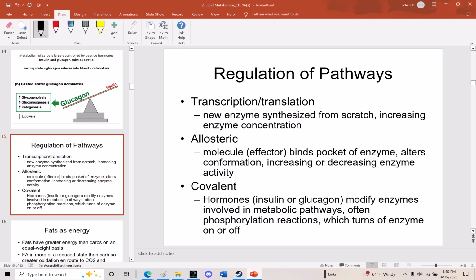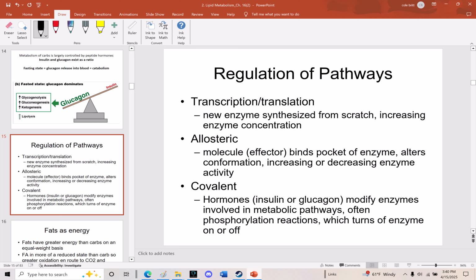And we already know allosteric versus covalent regulation. Allosteric is where a molecule binds to the enzyme, alters its conformation, which is the shape of that enzyme, which is going to increase or decrease that enzyme's activity. So in other words, if you have an enzyme here, it's going to have an active site where it binds to its substrate, like right here. But it's also going to have another site, an allosteric site, that can sit on the enzyme and turn it on or turn it off. So you either have an active site or an allosteric site, or you have both of them.